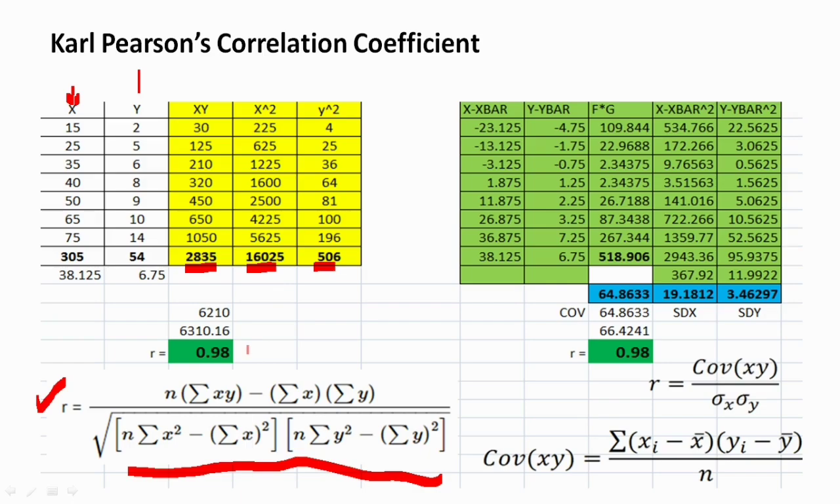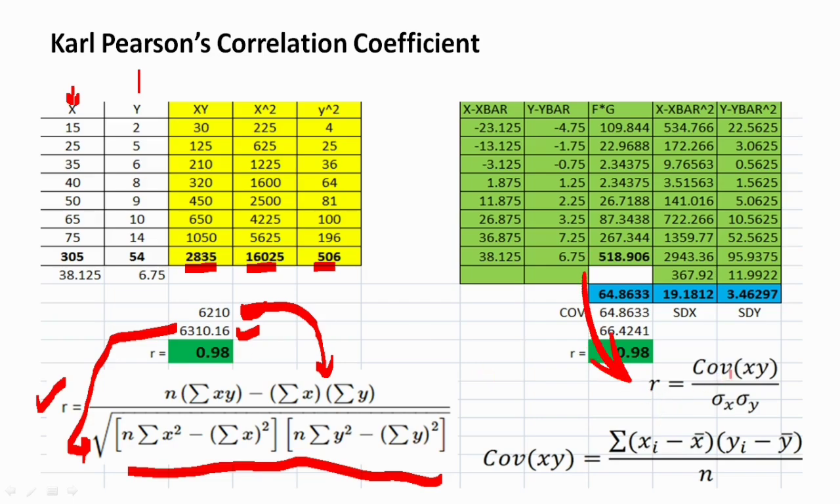Pearson's correlation coefficient. Here this is the numerator value and this is the denominator value. The numerator value is this one value here, and the denominator value is this one value. After that you will get these two values, and finally you will get the Pearson's correlation coefficient, that R equal to 0.98. We can use this formula also.